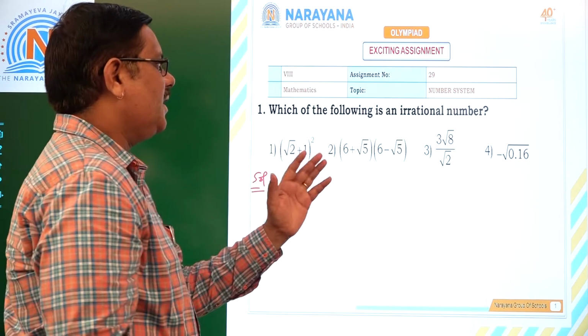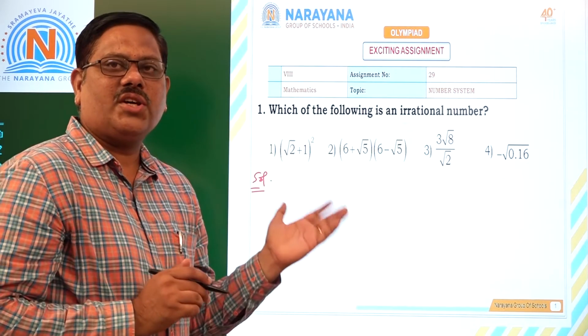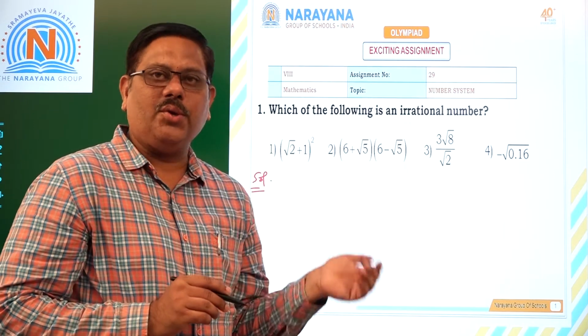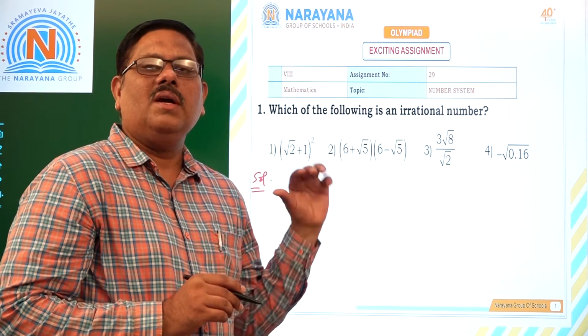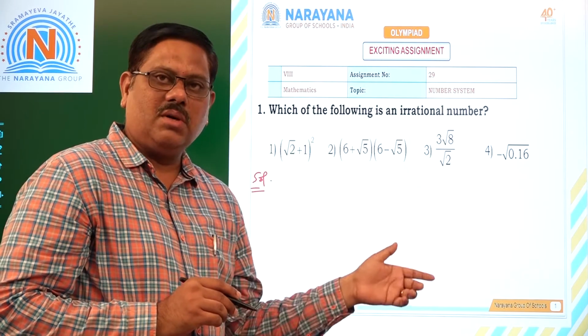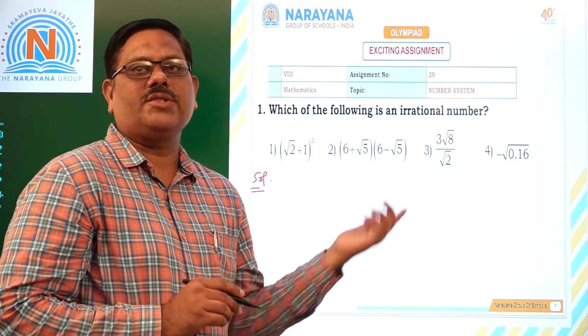Okay, what is an irrational number? A number which cannot be expressed in the form of p by q. If you can express a given number into the form of p by q, that is said to be a rational number, otherwise we call it an irrational number.